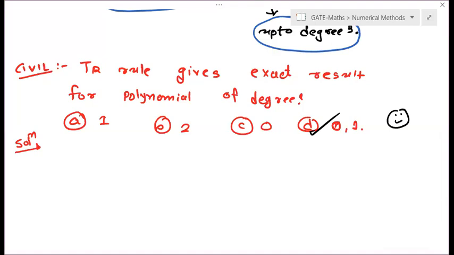So yesterday we have seen till error, isn't it? What is the error for each and every method? Trapezoidal, Simpson's 1/3, Simpson's 3/8 rule. Okay. Now let us see truncation error.